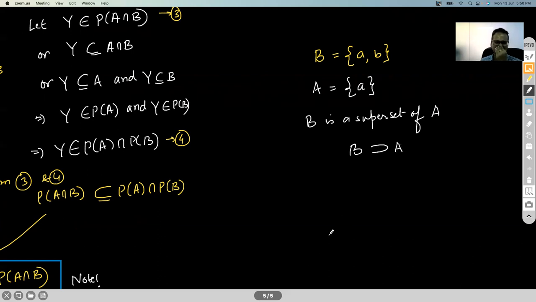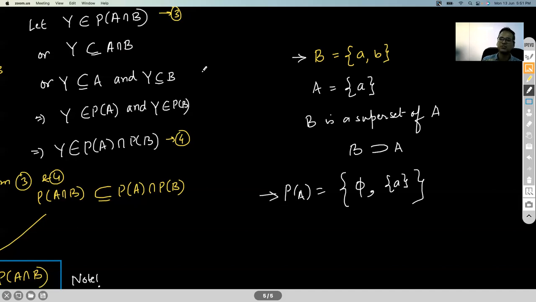Okay. Got it? Now, if I say power set of A, then what will it contain? Or power set of B, whatever you want to call it, A, B. So power set of B or power set of A, whatever you want to call it, it's up to you, will contain all the possible subsets of A. Right? So this is a superset of A and this is the power set of A. There's the difference.